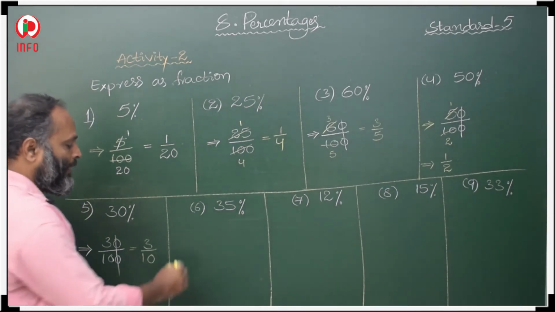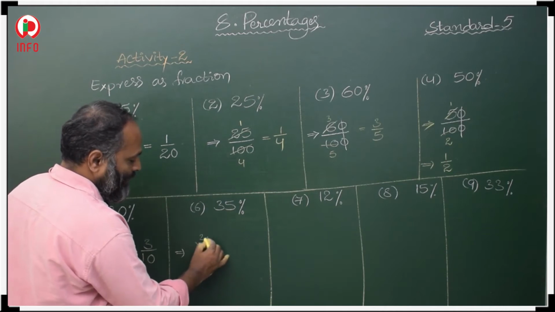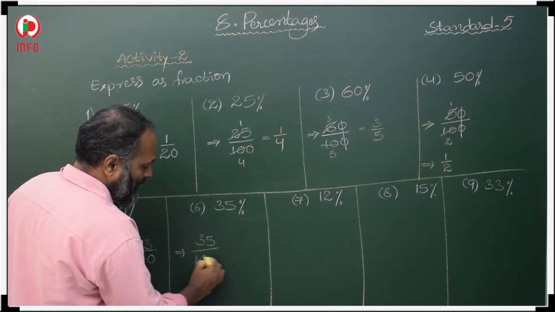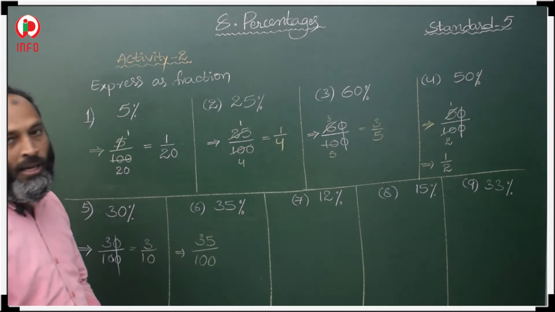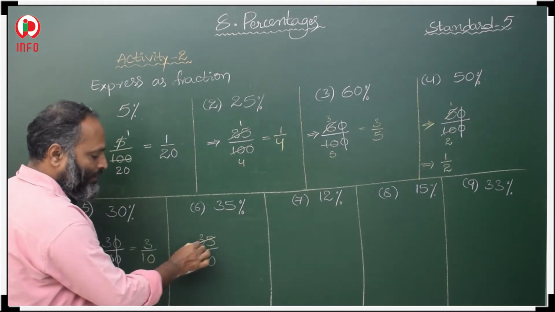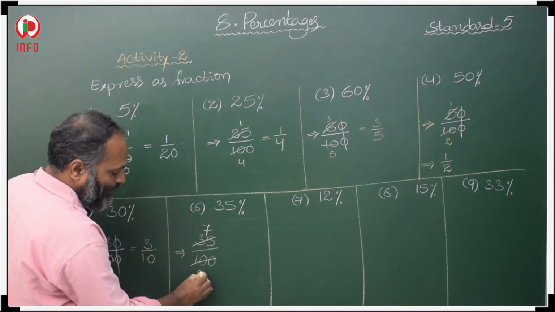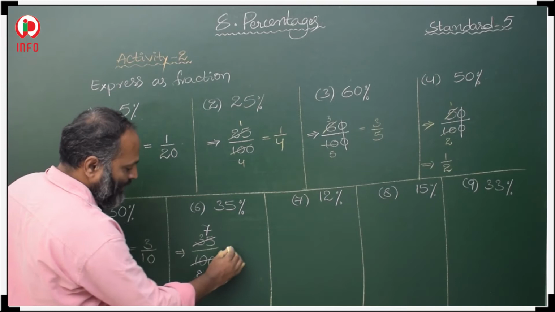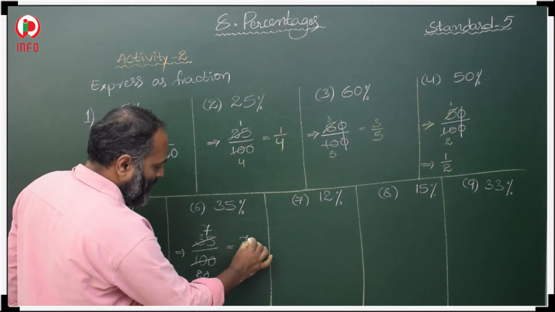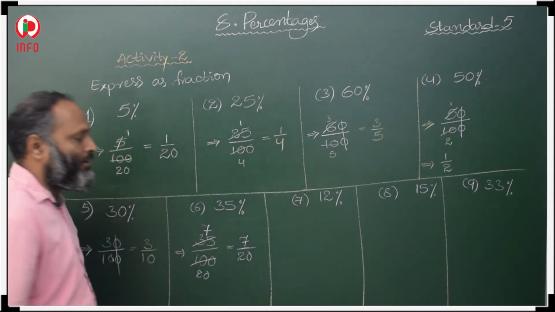Now 35% means 35 by 100. These two have 5 as a common factor, so divide by 5. 5 sevens are 35, 5 twos are 10, and 0. It is 7 by 20.